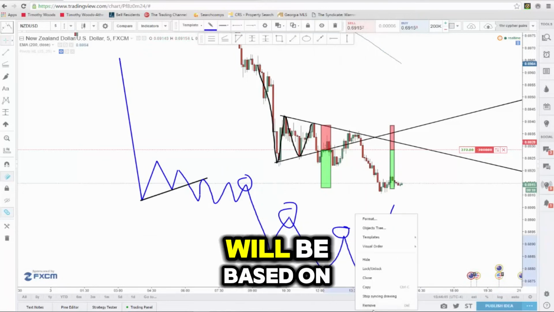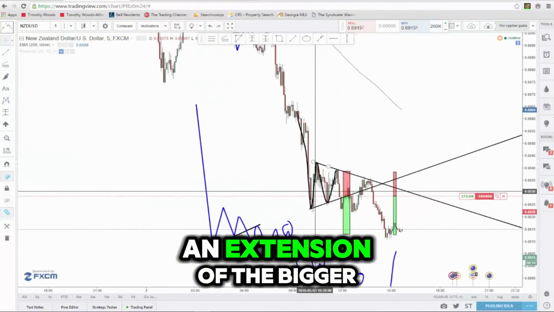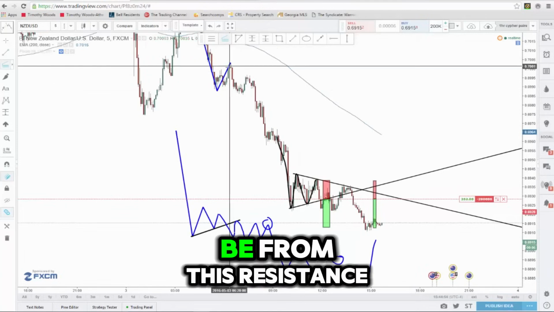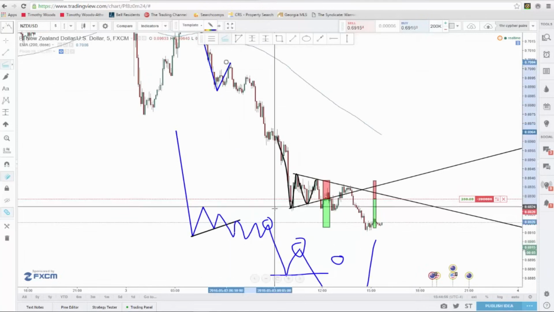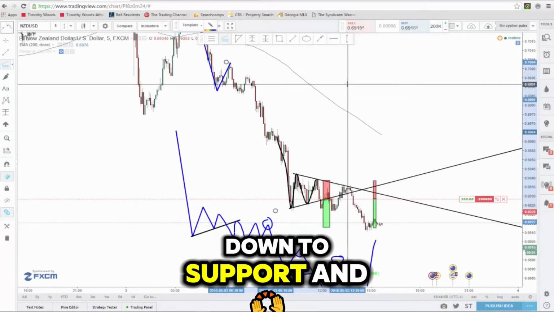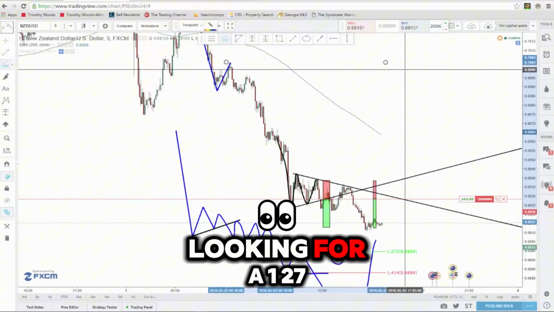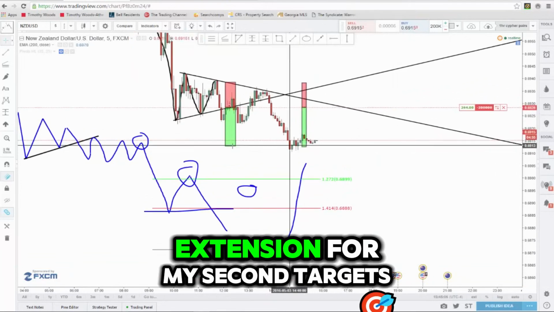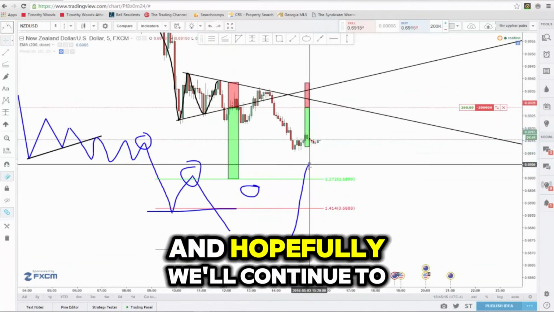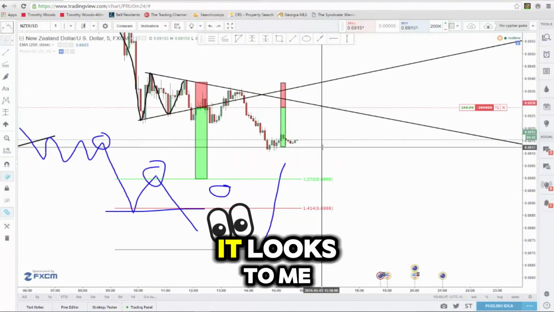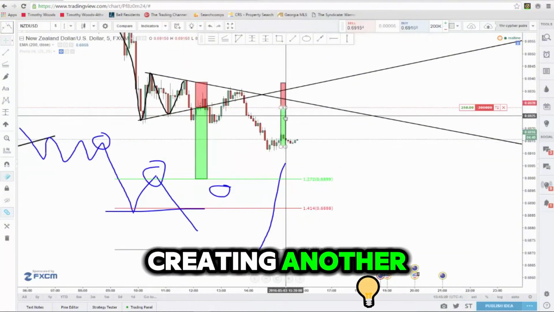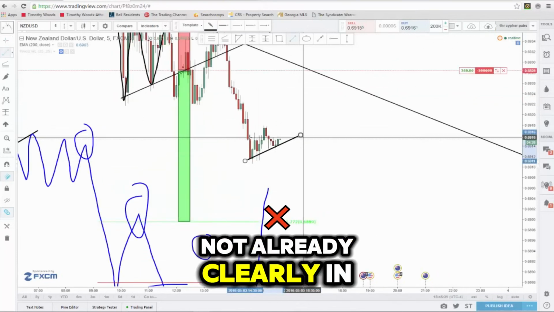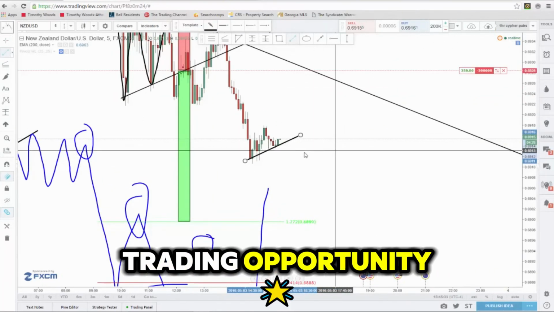And my second targets will be based on an extension of the bigger, most previous move, which for me would be from this resistance level here down to support and back up, and I will be looking for a 1.27 extension for my second targets. And hopefully we'll continue to press down. It looks to me that we are actually creating another ascending triangle here. In fact, we are, and if I was not already clearly in this trade, this would be another trading opportunity I would be looking at.